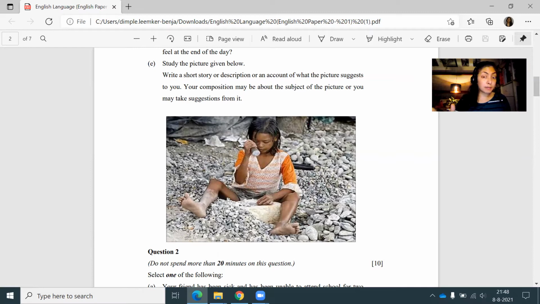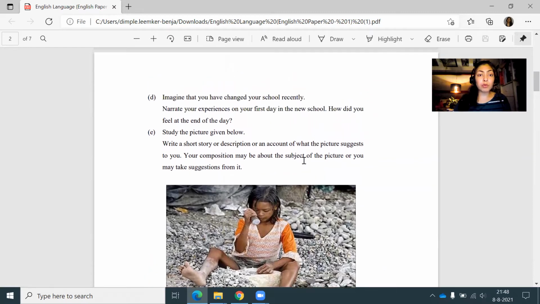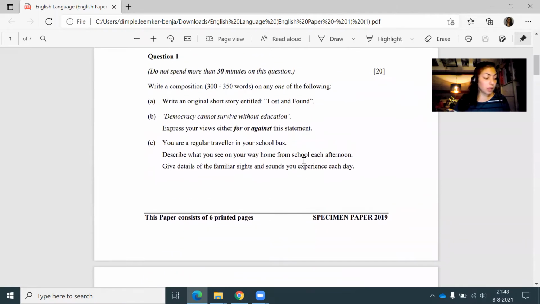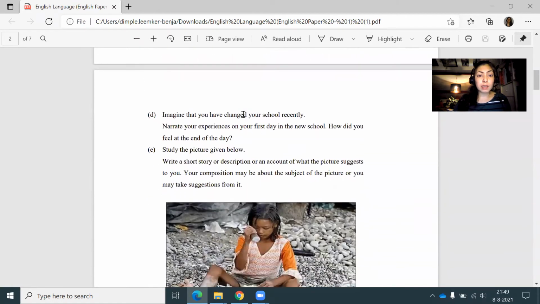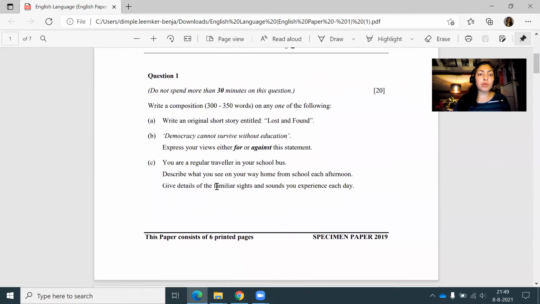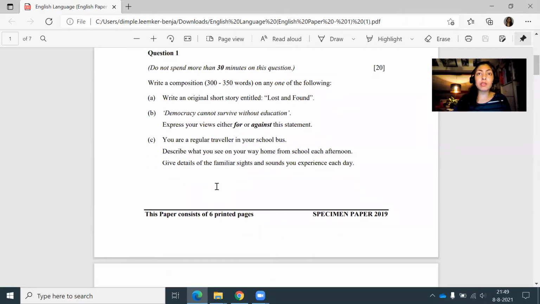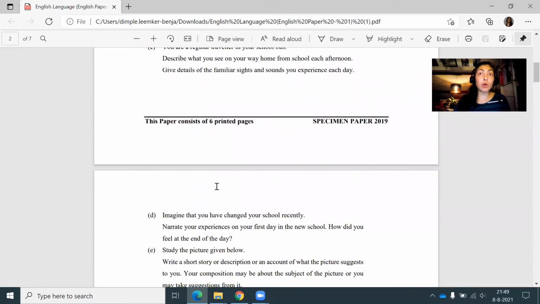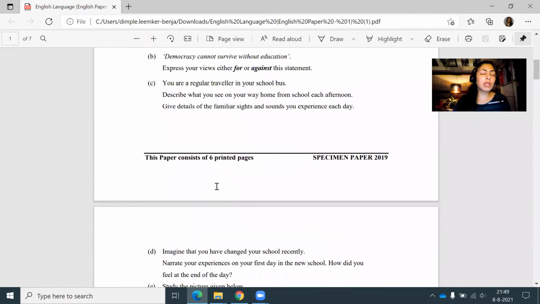whatever you please. All right, now there are a few things to remember before you select a topic. Number one, you should know what you are writing. If you're good at writing short stories, I would say select A or select E. You could write a short story. All right. If you're good at essays, then select B. If you're good at describing things or narrating things, select C or D. So it depends on what you really like.